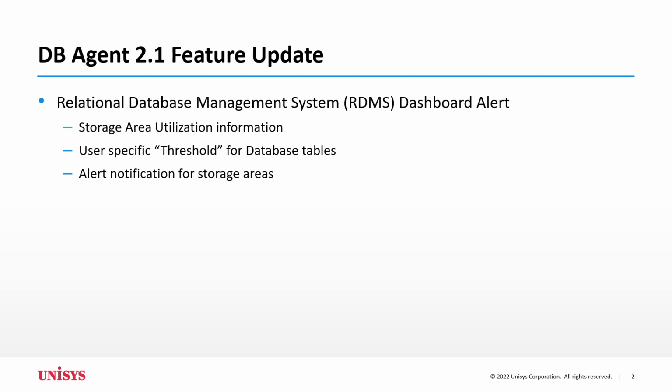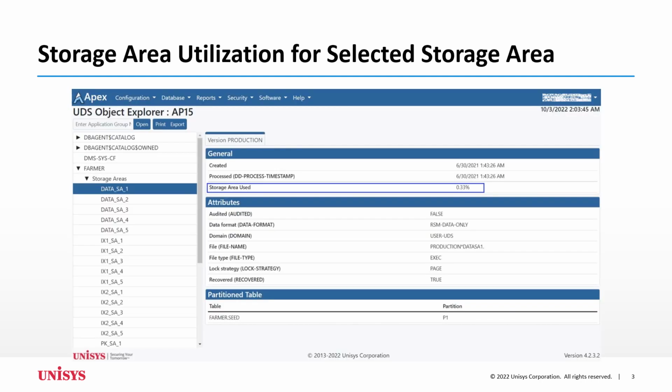Let's look at each of these in a little more detail. With the RDMS dashboard alert feature, the storage area page of the Apex web application provides additional information on how much of the storage area is utilized. The page navigation for the storage areas remains unchanged. You can view the information by selecting the UDS Object Explorer section under the Database tab and selecting the storage area of interest to view detailed information.